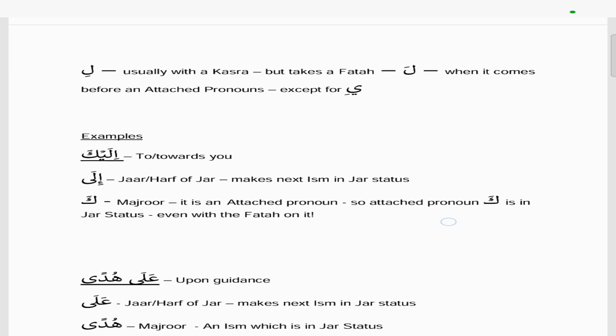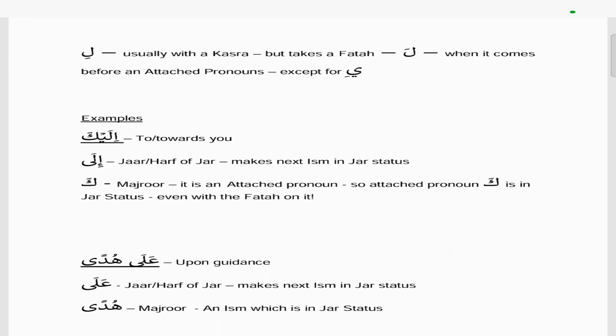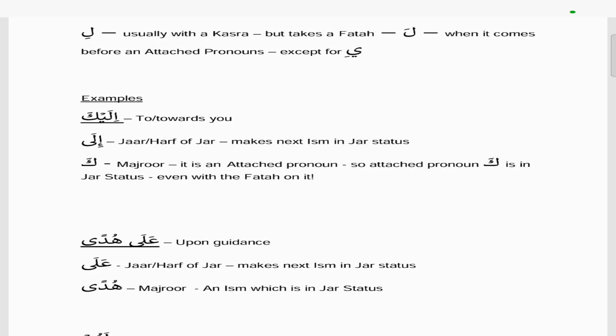So the first example is ilayka, which means to or towards you. The ila is the jar, also known as harf of jar, and it makes the next ism in the jar status. So the kaf is called the majroor. It is an attached pronoun. The attached pronoun kaf is in jar status, even with the fatha on it. Even though it's got a fatha on it, it's actually in the jar status because it's the majroor, and the majroor always takes the jar status.